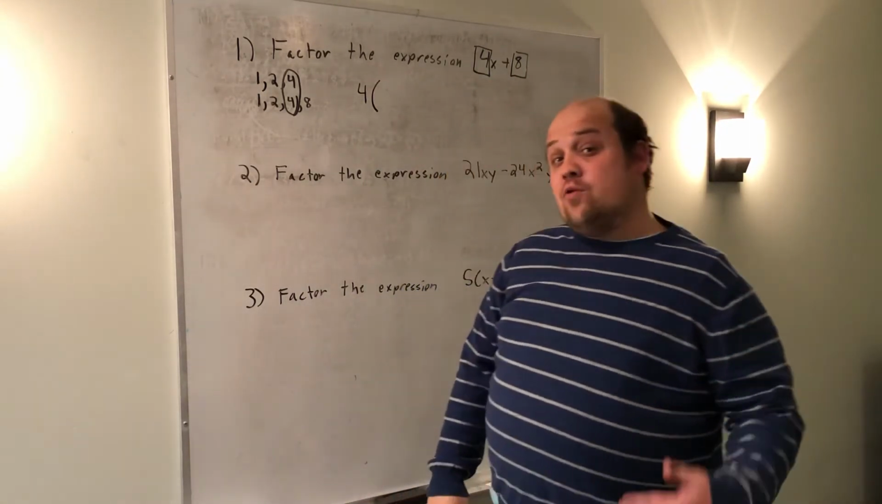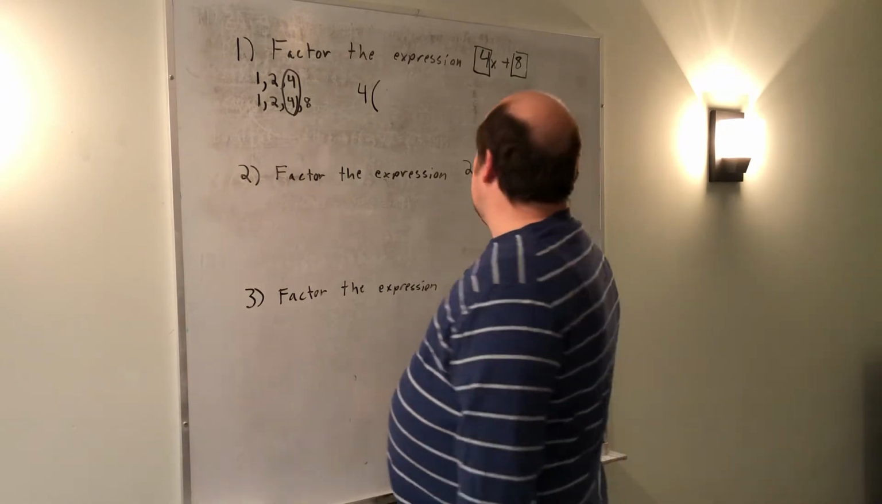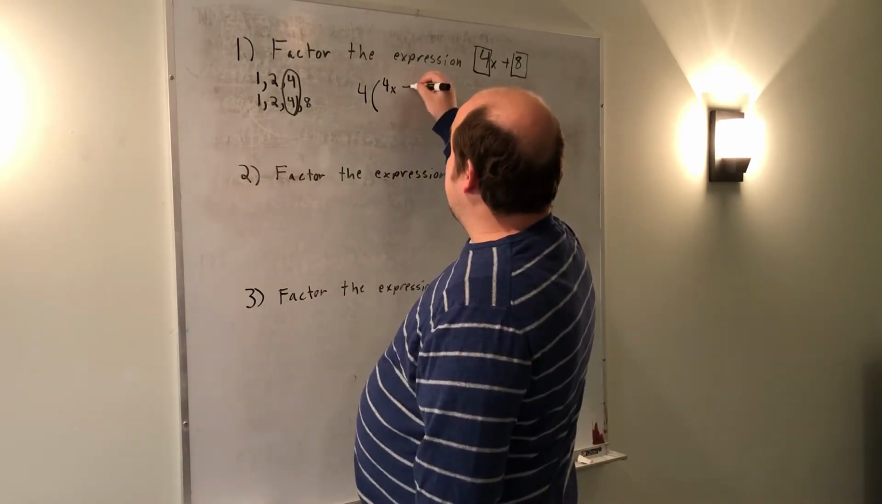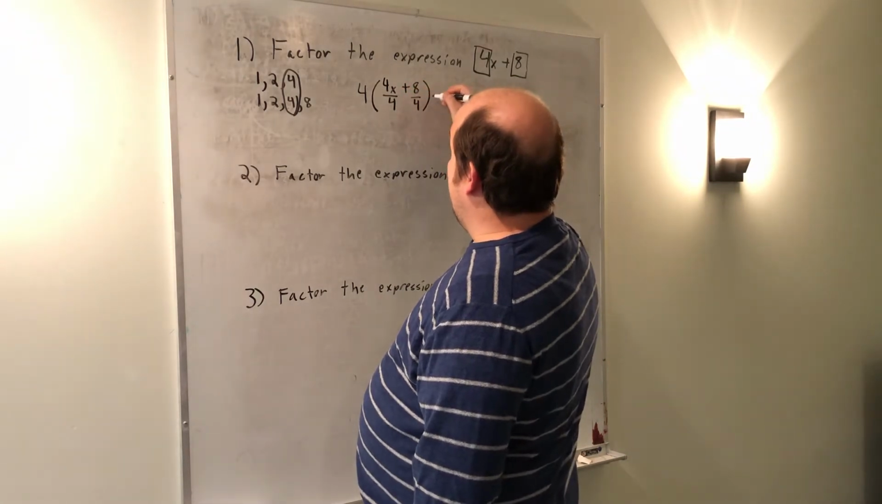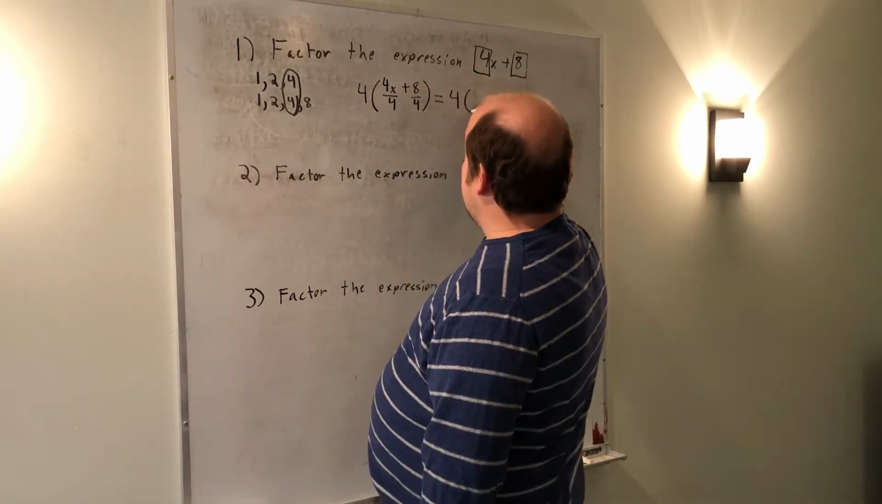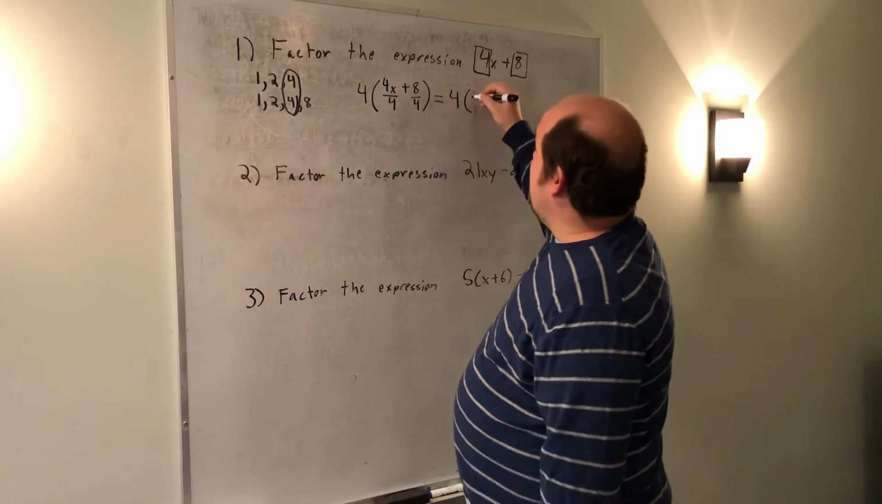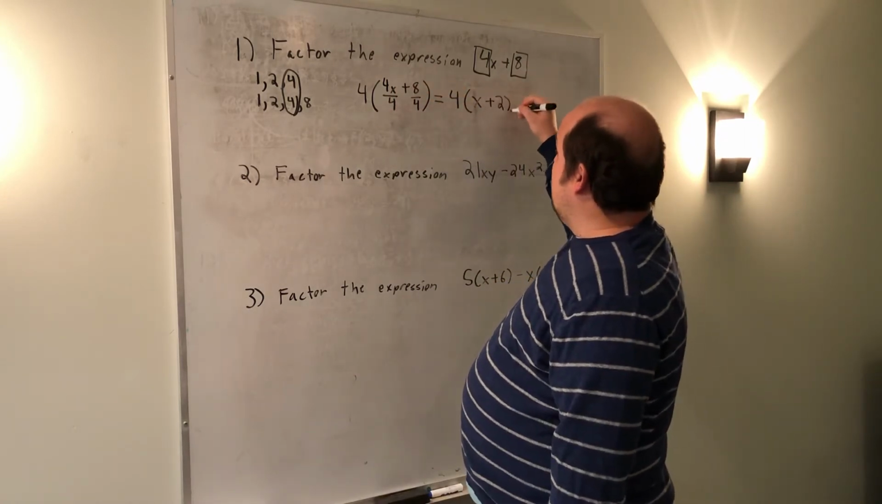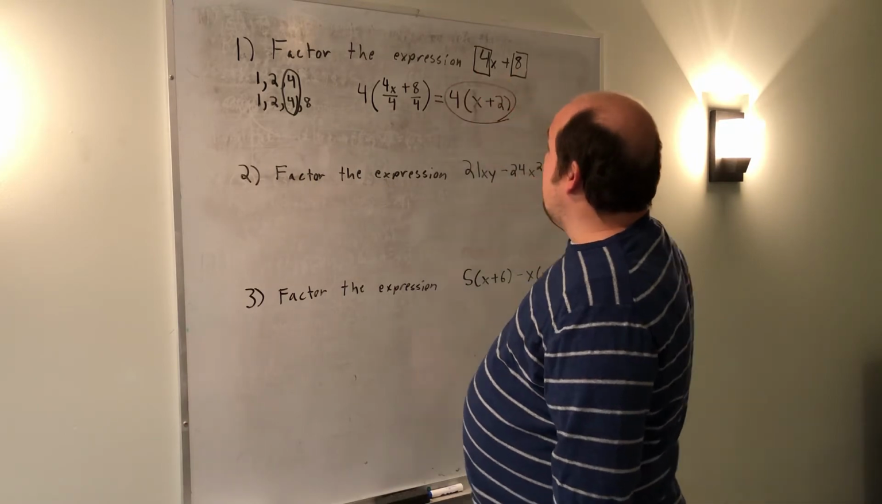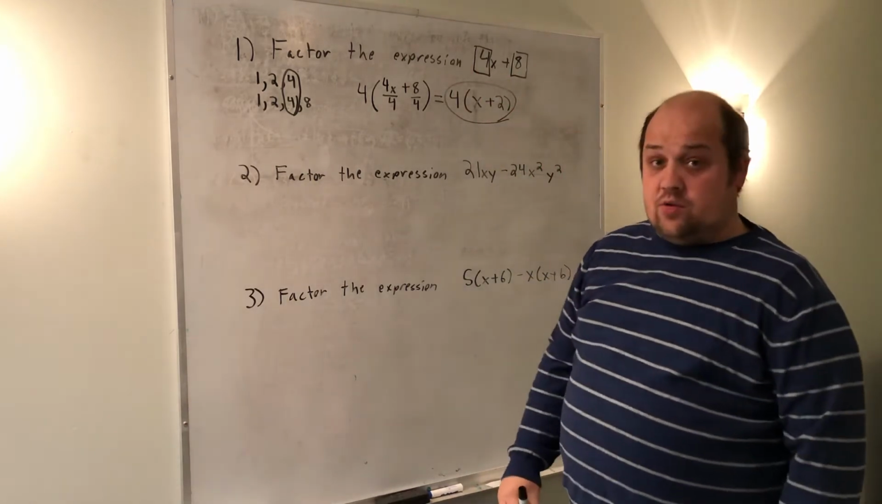What I now need to know is what's left behind in the parentheses. So it used to be 4x plus 8. What I'm doing is dividing each of these parts by 4. So the 4 stays outside. When I divide 4x by 4, I'm left with x. When I divide 8 by 4, I'm left with 2. That gives me my final answer, 4 times parentheses x plus 2.